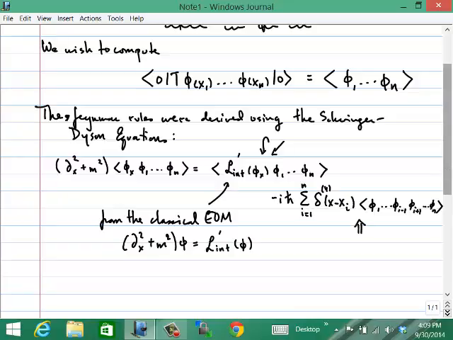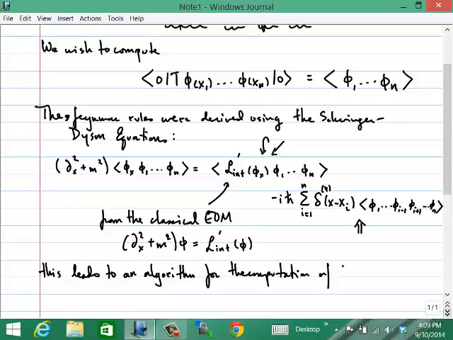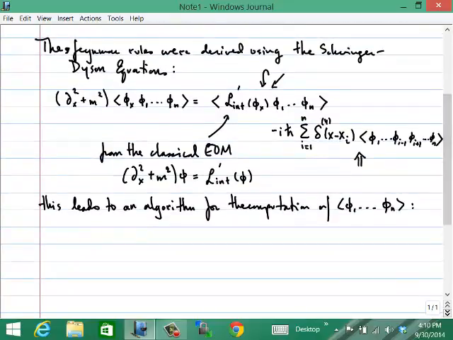And so we use this to derive an algorithm, or at least to guess an algorithm, for the computation of phi 1 up to phi n. And the algorithm was the following. So I'm just going to write down the algorithm that we guessed at the end of class last time. We guessed this algorithm based on one computation of a two-point function.